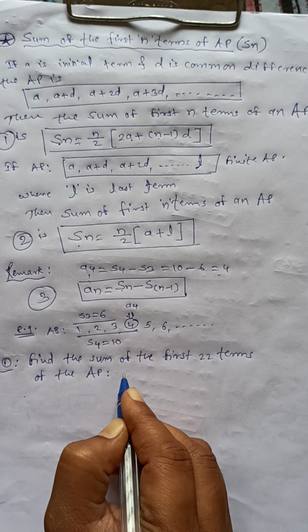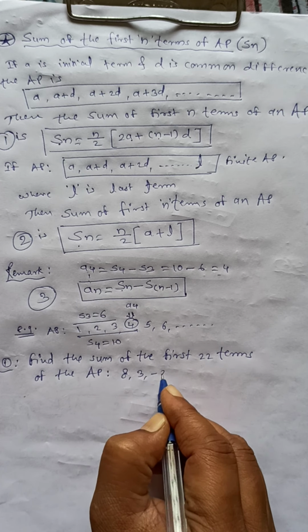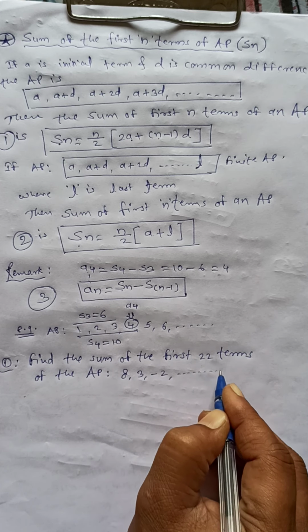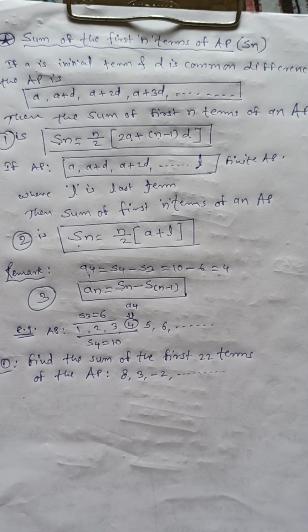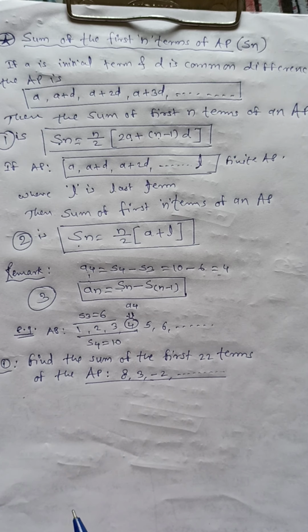The AP is given here. What is the AP? 8, 3, minus 2, and so on. Okay, this is the AP. We have to find out the sum of the first 22 terms.